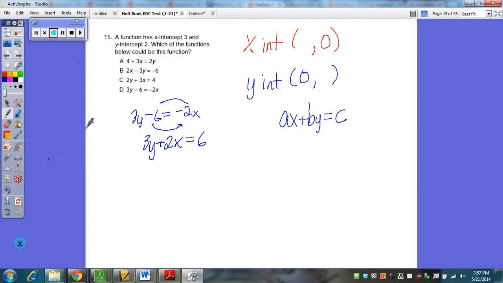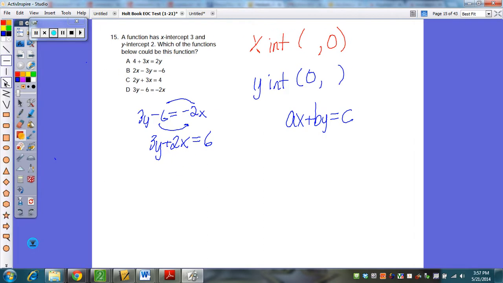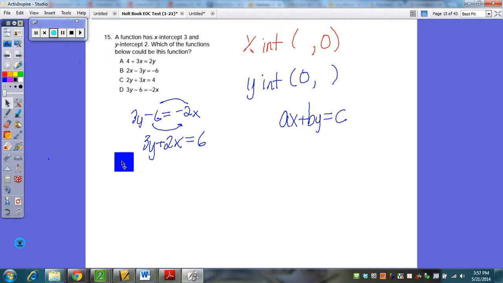So again, using the cover-up method for x and y intercepts, if I was to cover my y, I have 2x equals 6, therefore x equals 3. If I cover up the x, 3y equals 6, therefore y equals 2. That's my x and y intercepts, so the answer would be D.